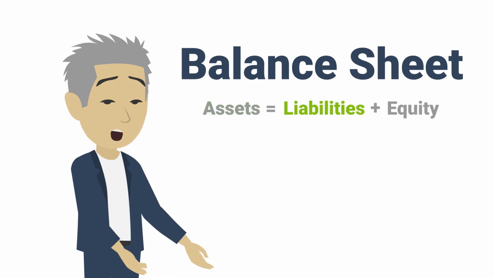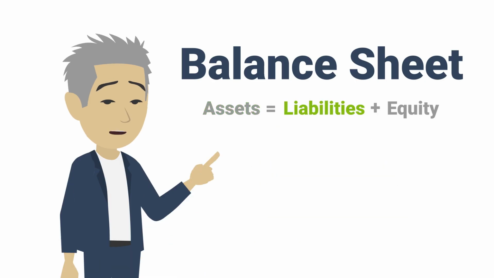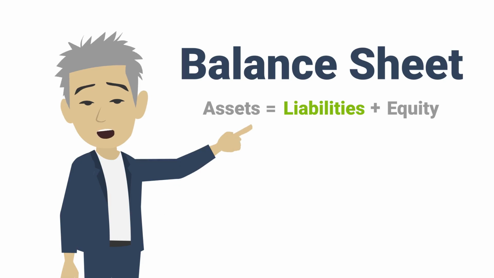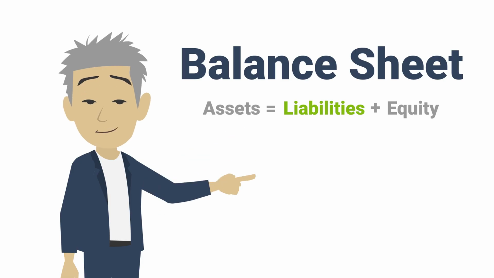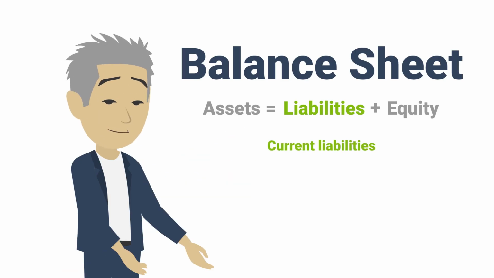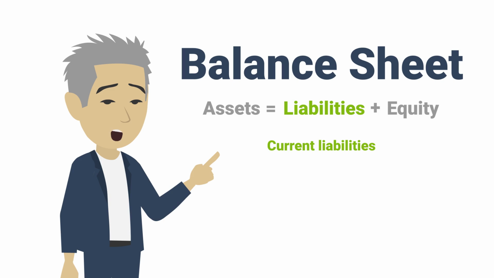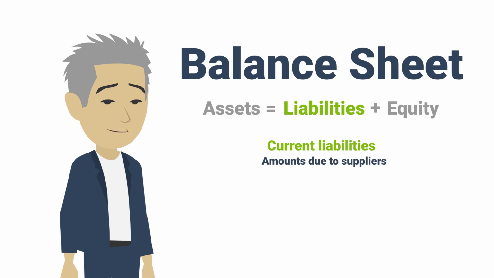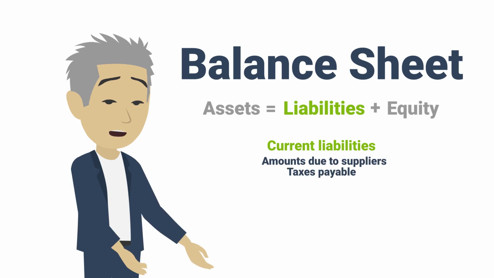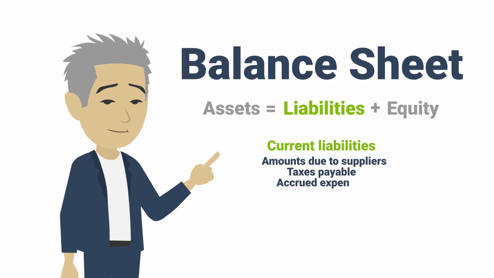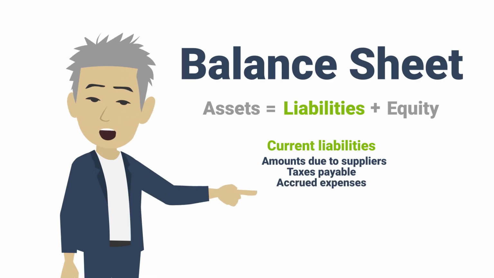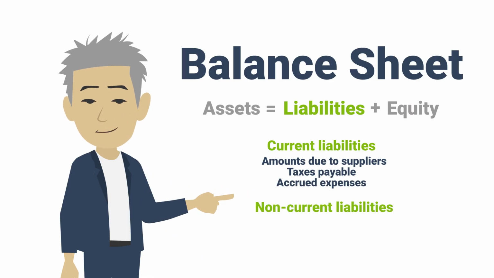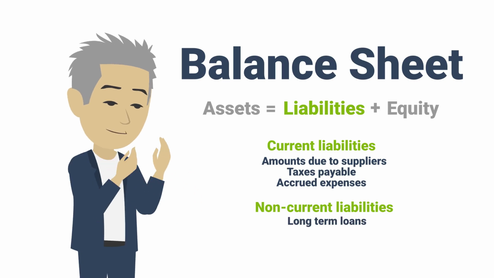Now let's look at the things the business owes, its liabilities. This time we have two types. The current liabilities. So things like amounts owed to suppliers, taxes the business is due to pay, and accrued expenses. And non-current liabilities, like long-term loans.